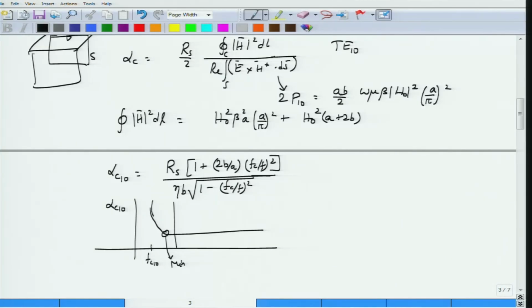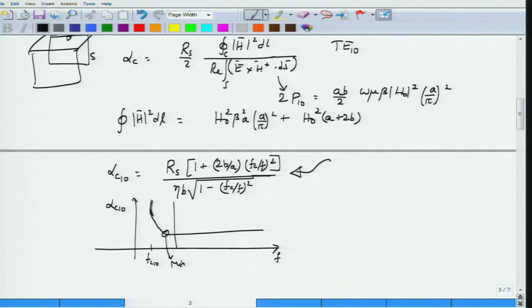Again, this calculation would be quite tedious. The simple thing that you can try would be to use a MATLAB program to solve for alpha c10 for a given value of f. In other words, you plot this function using MATLAB, and by trial and error you find the minimum of alpha c10. It would not be very difficult to do that. The usual way of finding the minimum by differentiating is quite tedious.